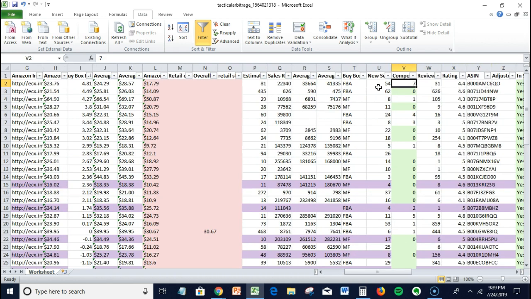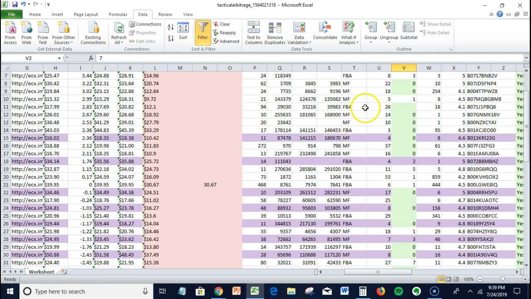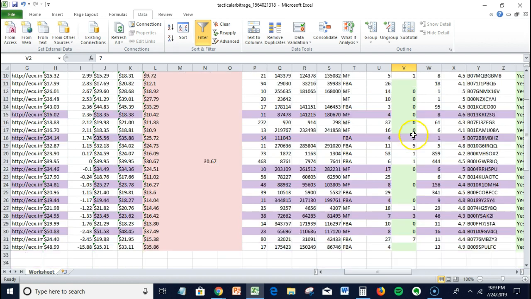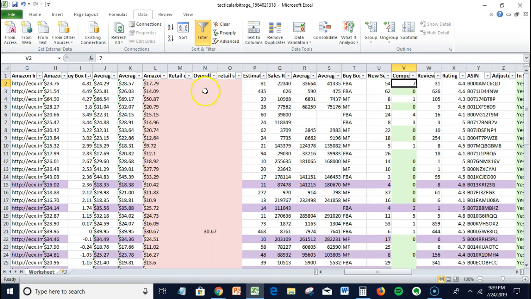Let's see, where's the seller? Yeah, so this is competitive sellers at 7. So there's a lot of sellers. That's probably why. So some of the ones we deleted, there's no sellers here. This is good.